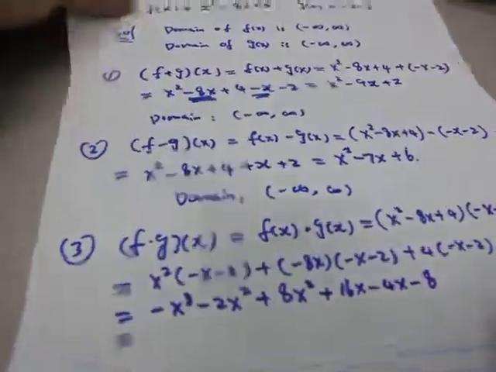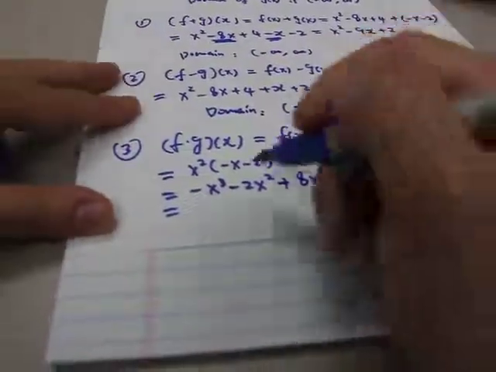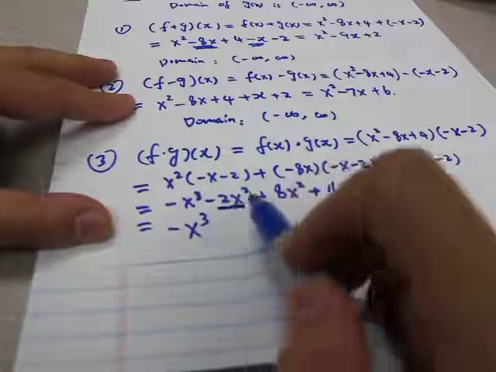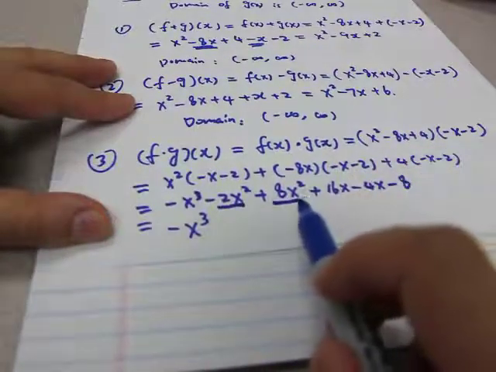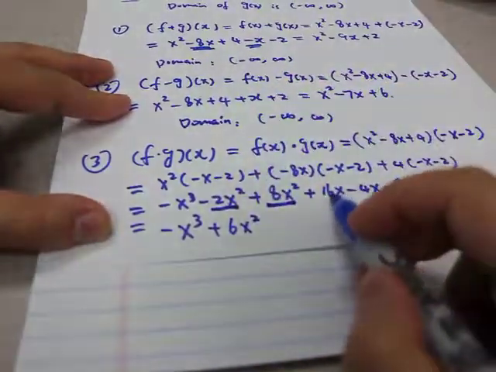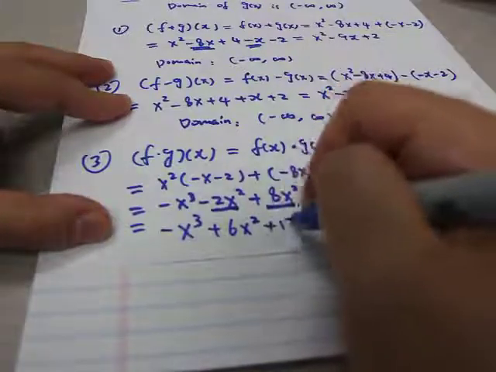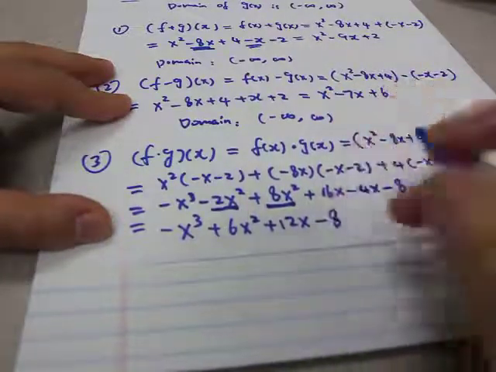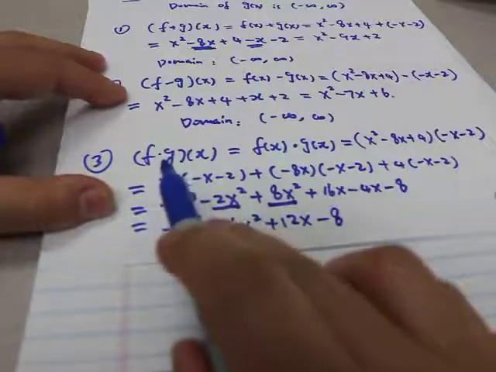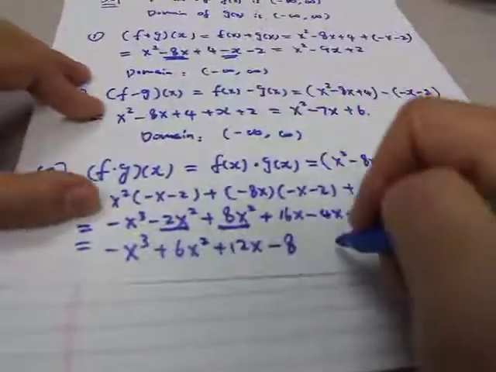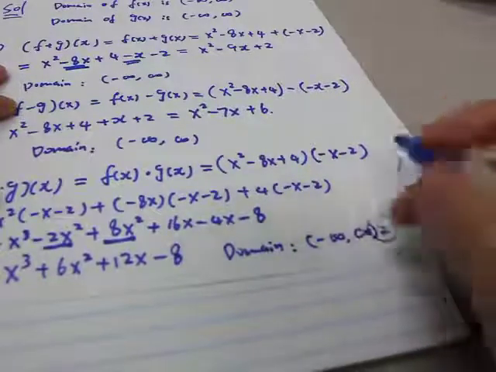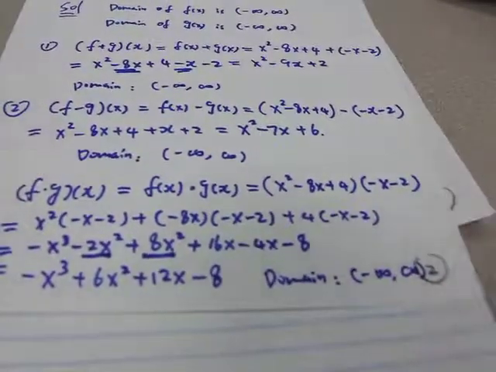And then if we combine the like terms, so negative 2x squared we combined with 8x squared, we're going to have 6x squared. And 16x minus 4x, we're going to have 12x and minus 8. Therefore, the product of f(x) and g(x) is this, and the domain is the same, from negative infinity to positive infinity.